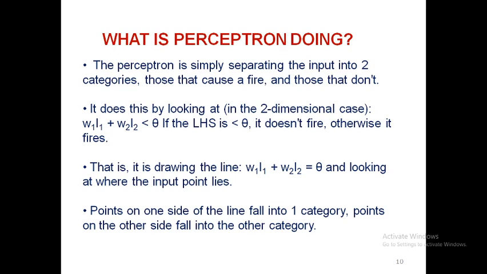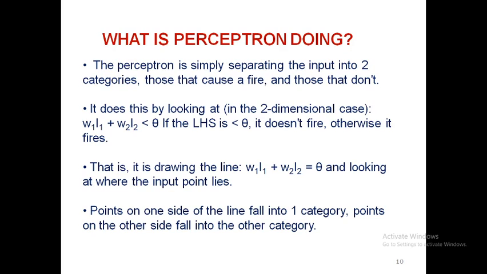Linearly separable. That's what we are calling the inputs. It does this by looking at the 2-dimensional case. The corresponding inputs are I1, I2, and the threshold value is theta. If W1 I1 plus W2 I2 is less than theta, it does not fire, otherwise it fires.